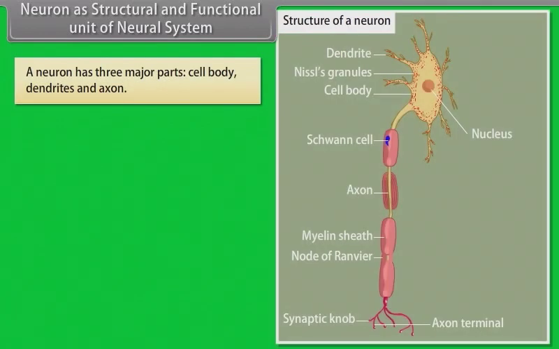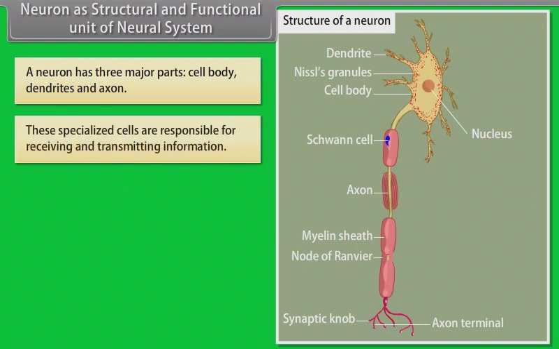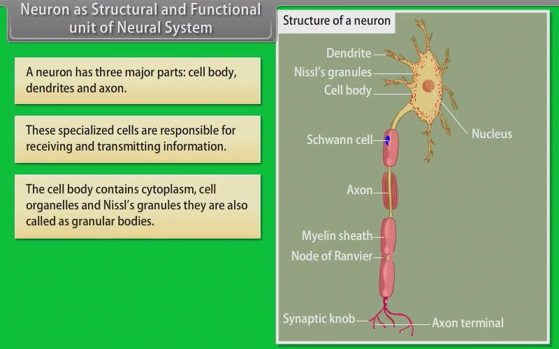Neuron as structural and functional unit of neural system. A neuron has three major parts: cell body, dendrites and axon. These specialized cells are responsible for receiving and transmitting information. The cell body contains cytoplasm, cell organelles and Nissl's granules. They are also called granular bodies.